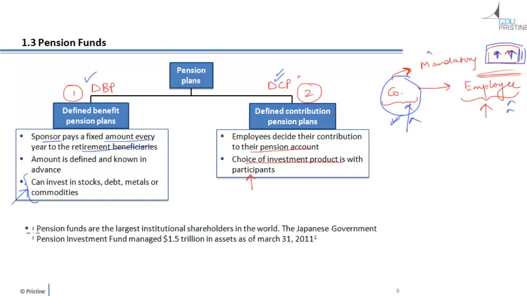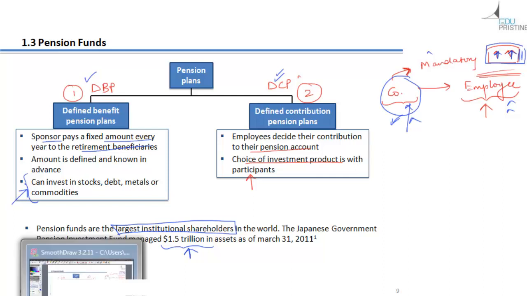But let me quote you an example which says that the pension funds are the largest institutional shareholders in the world. The Japanese government pension fund investment managed $1.5 trillion, which is a very, very high amount by any standard.